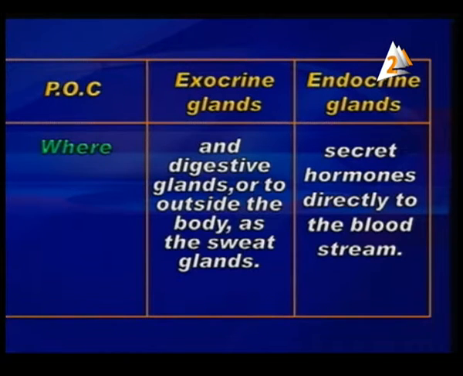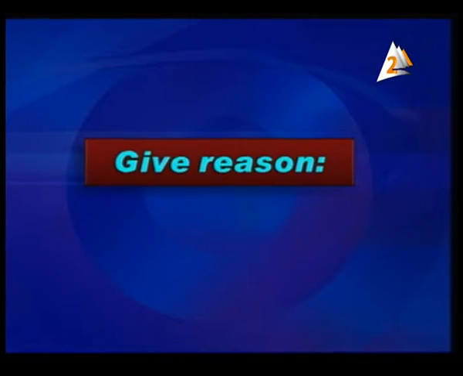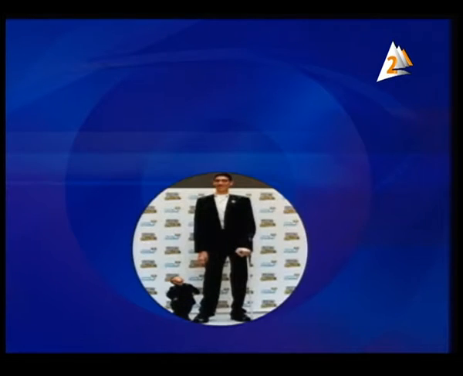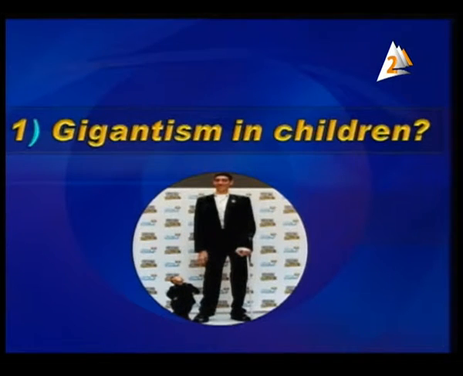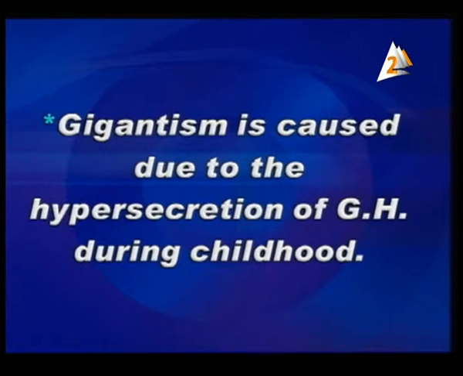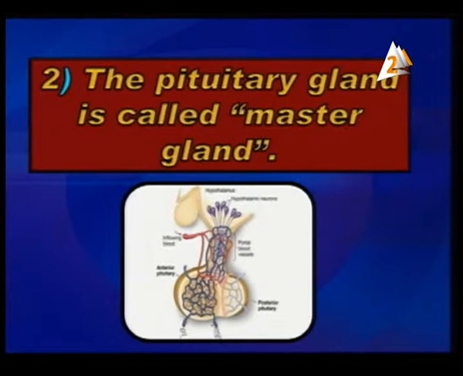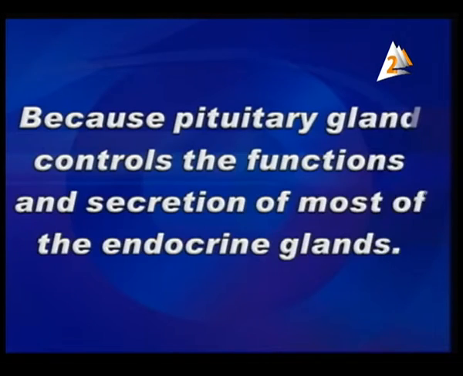The fourth question. Give reason for gigantism in children. Gigantism in children is caused due to the hypersecretion of growth hormone during childhood. The second give reason: the pituitary gland is called the master gland because the pituitary gland controls the functions and the secretion of most of the endocrine glands.